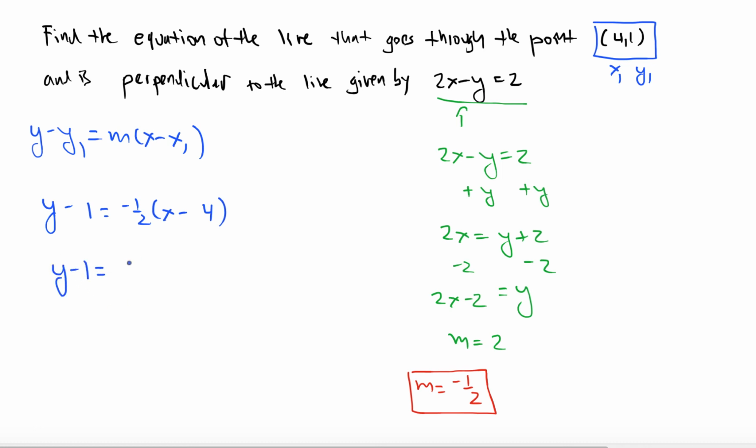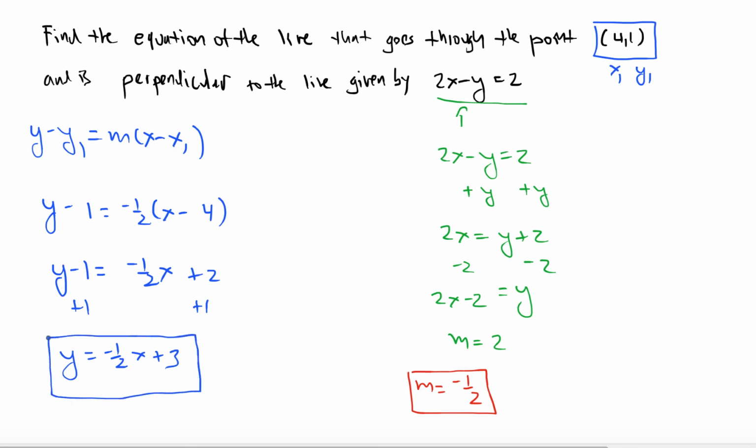So let's go ahead and distribute the negative 1/2. Negative 1/2 times x is -1/2 x. Negative 1/2 times negative 4 gives us a plus 2. And then finally, we will add the 1 to both sides, so we get y = -1/2 x + 3. So this line, think about this carefully, passes through the point (4, 1) and is perpendicular to this line right here.